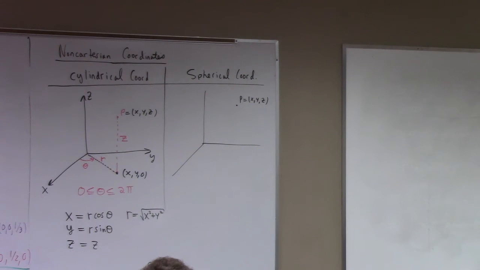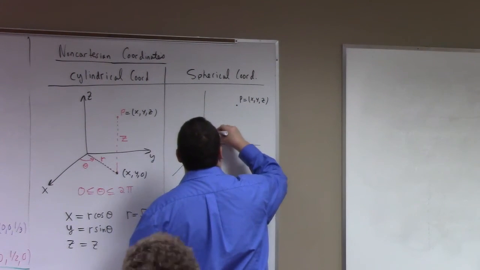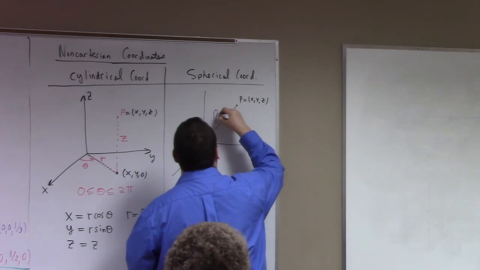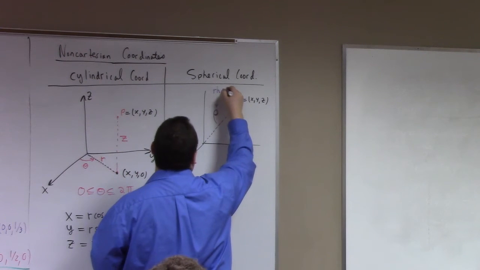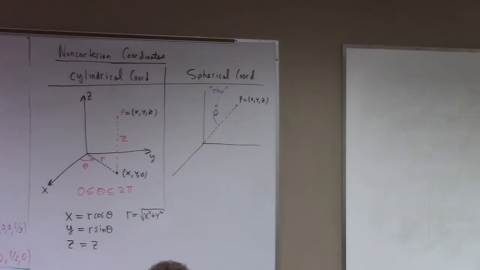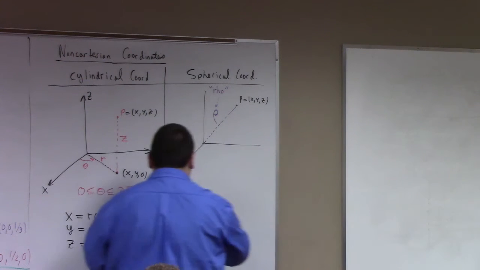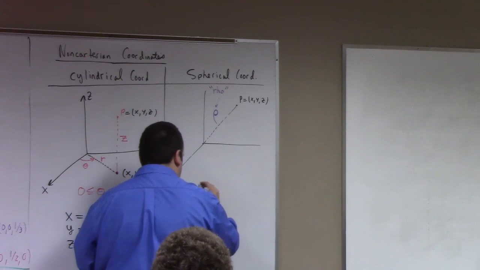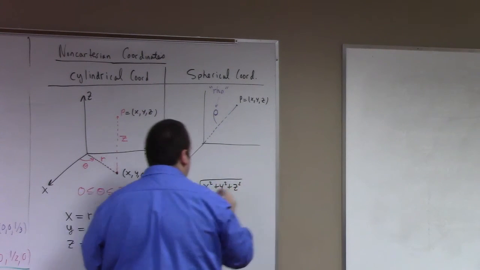So spherical coordinates are based on, well, in math we tend to use the symbol rho. That's the mathematical symbol RHO, rho. That's the distance from the origin out to your point. So rho, by definition, is the square root of x squared plus y squared plus z squared. Right?